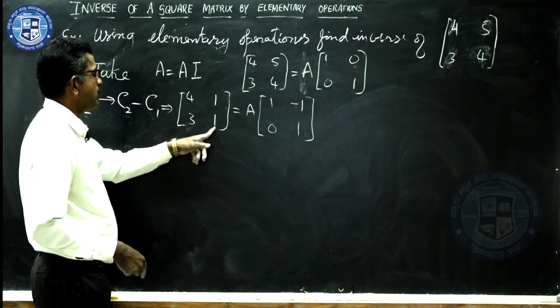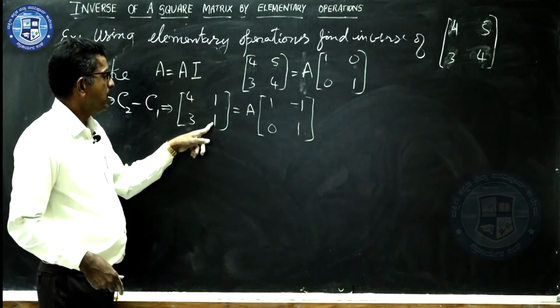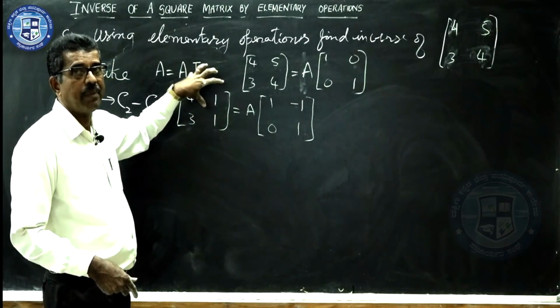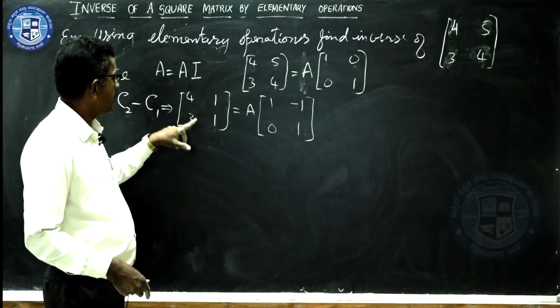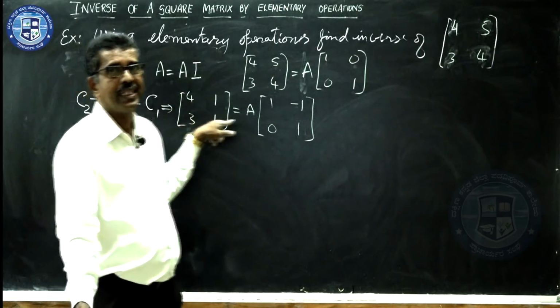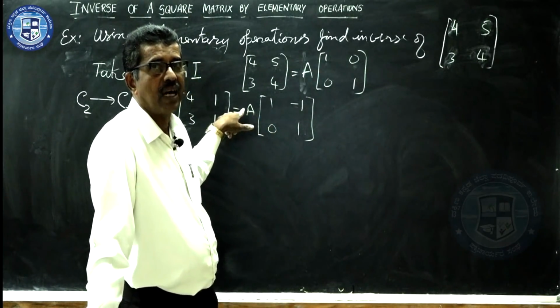So here we have 1. Here we expect it to be 1. In order to make some of the elements 0, how can it be made? You apply C2 minus C1. What does C2 minus C1 give?